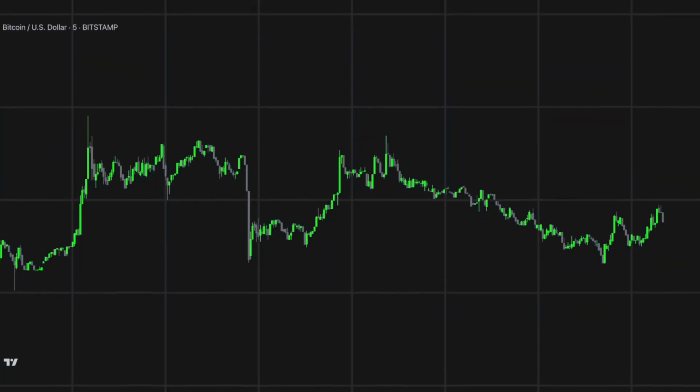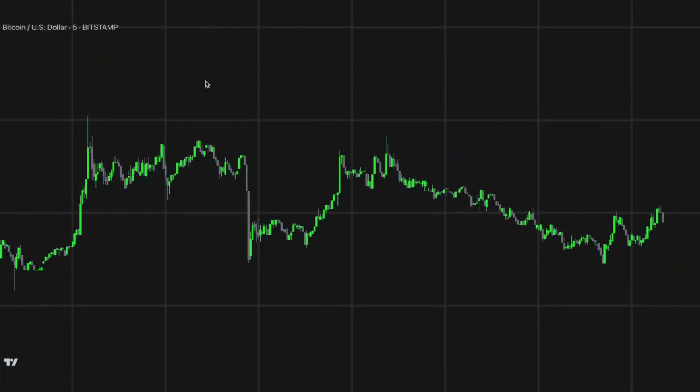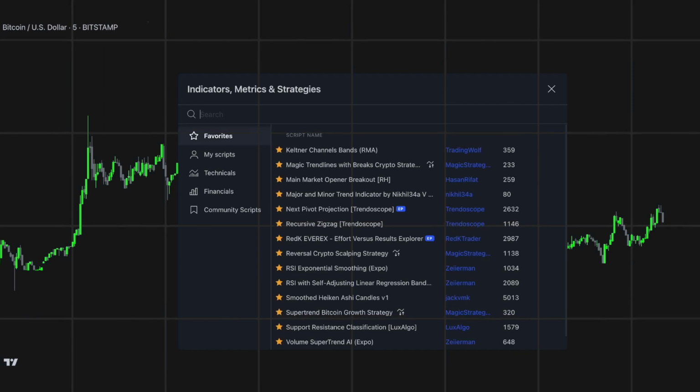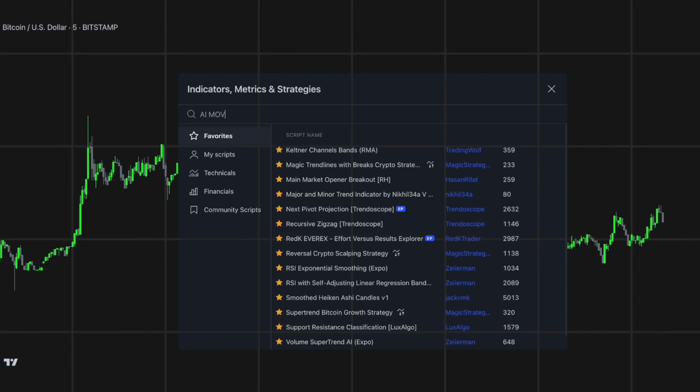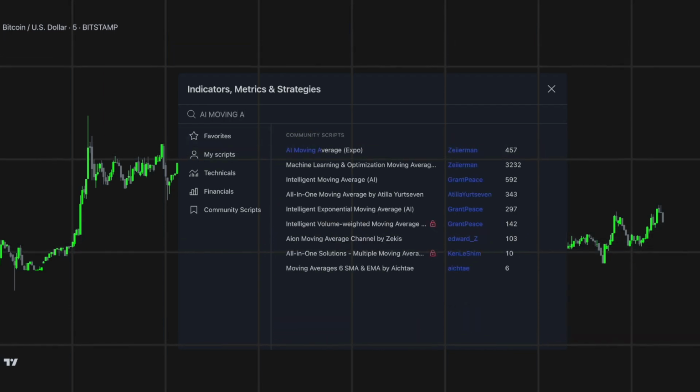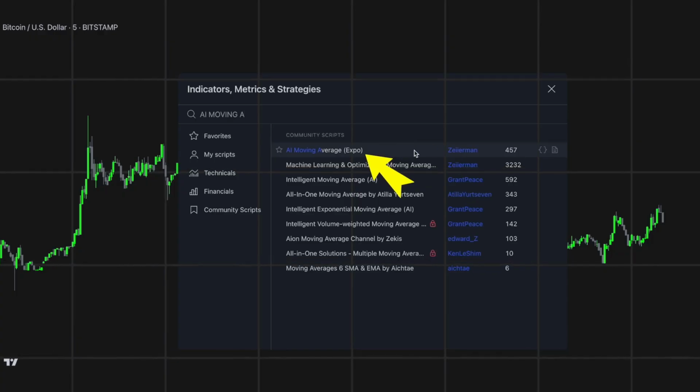Let's return to our AI moving average trading strategy. For this strategy, two TradingView indicators will be needed. The first indicator is called AI Moving Average Expo by Zeiierman.